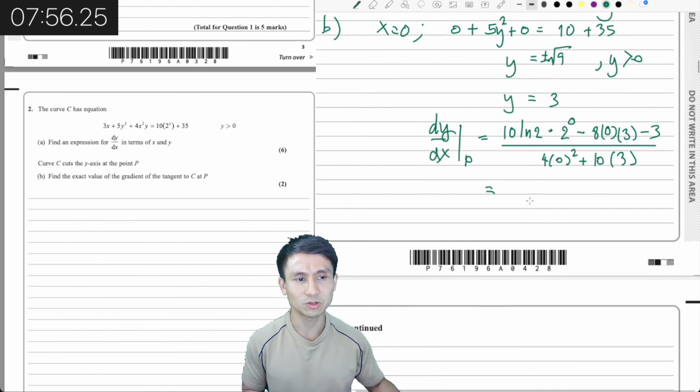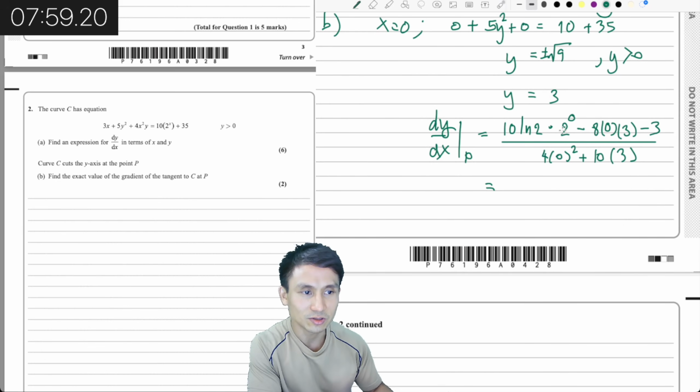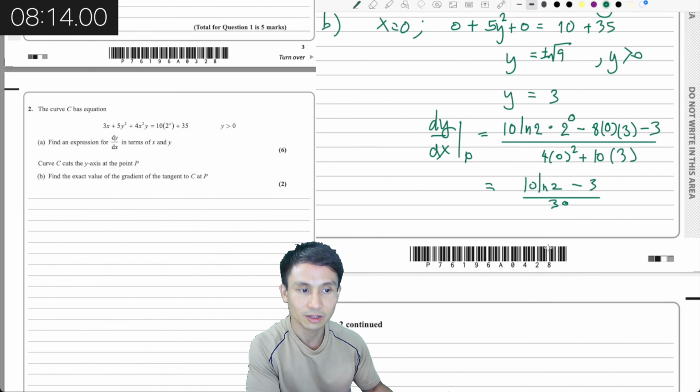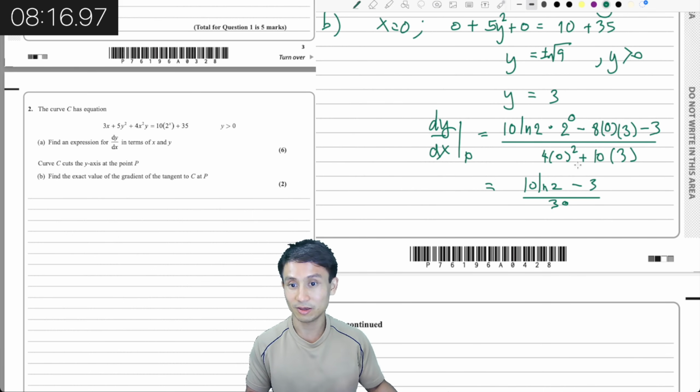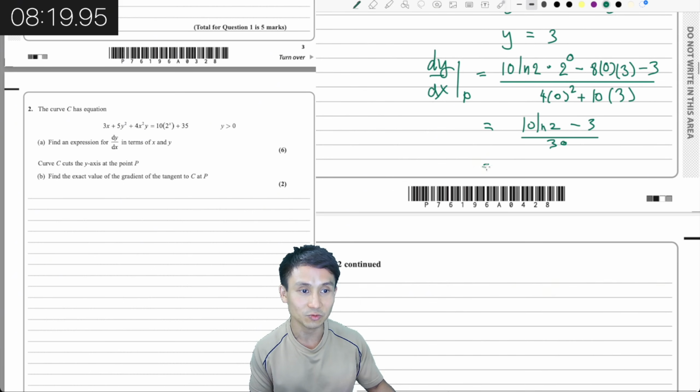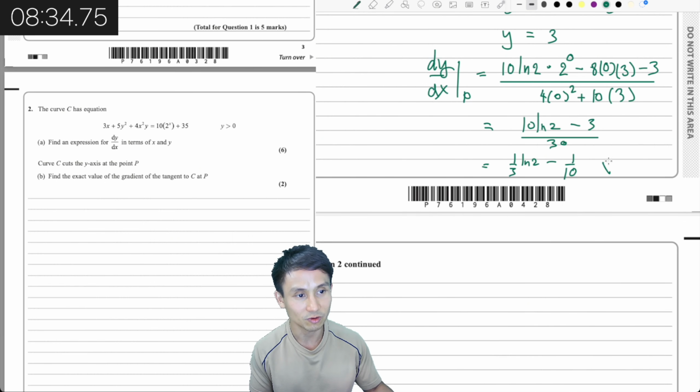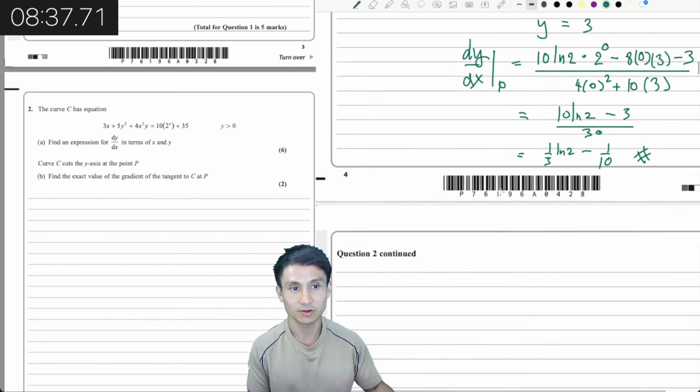Once we have done that, we can just get the actual answer. So this is going to be 1. That vanishes to 0. So this is 10 ln 2 minus 3, right? And divided by, that's going to be 0, so that's 30. I think that's exact already. So I don't need to simplify unless we can split it into 2 separate fractions. If you divide 30 into the first part here, you get 1 over 3 ln 2. If you divide 30 into the second part here, you get 1 over 10. Well, that can also be an exact value. So that's done for question 2.